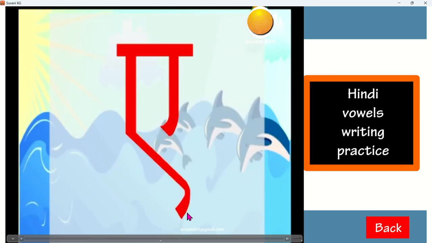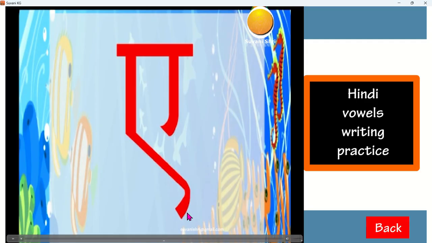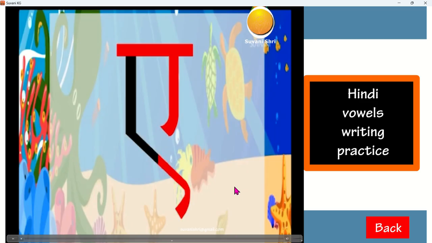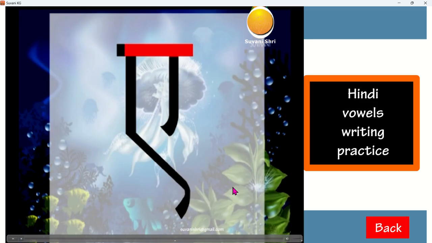Ye. This is dirgha ye. Never pronounce it as ye. This is not ye. This is ye. Here it's very simple. First, we begin with a standing line, then a slanting line, a parallel standing line, completing the letter with the top line.